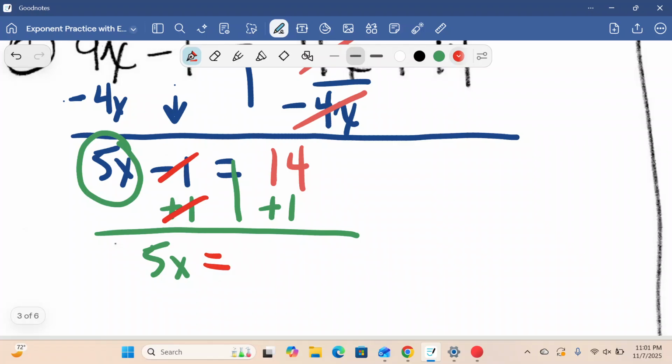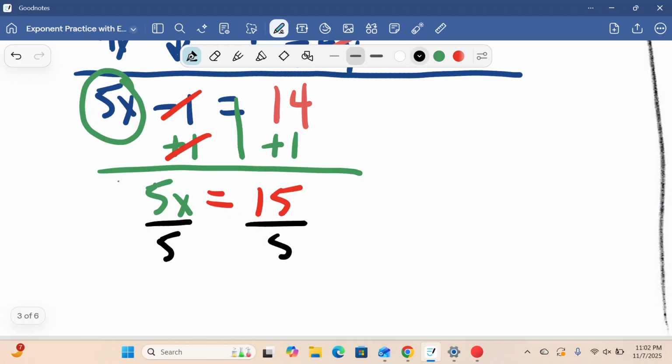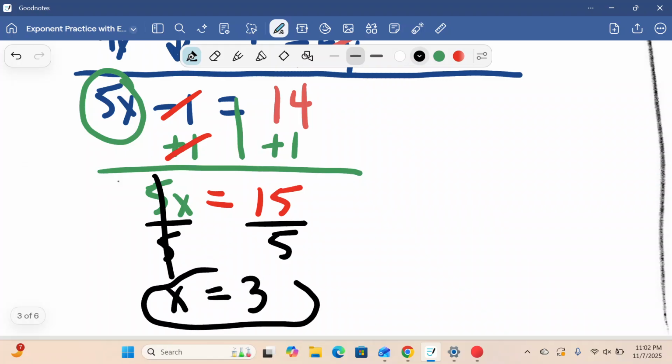Bring down my equal sign. I'm going to have a 14 plus a 1 gives me 15. And then all of a sudden I have 5x equals 15. Then I'm going to divide both sides by the number next to the letter. The number next to the letter is 5 because I want to make sure that I isolate the x by himself. 5 divided by 5 is 1x, which gives you 15 divided by 5, which is 3. And that right there is my answer.